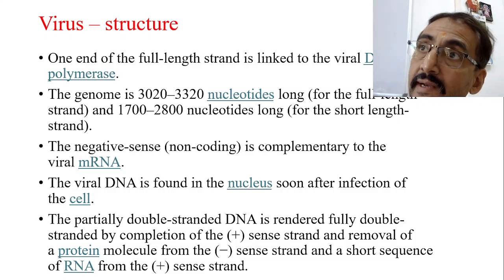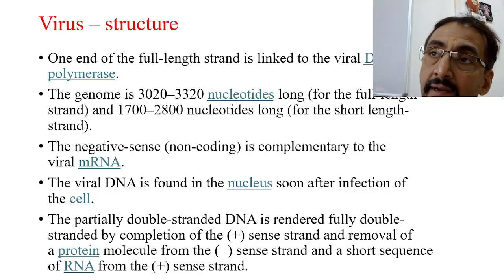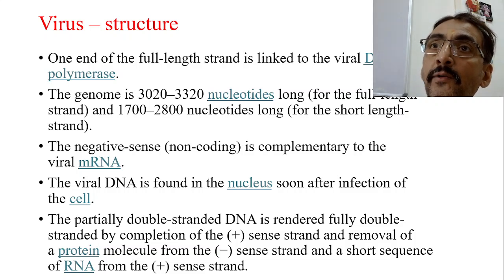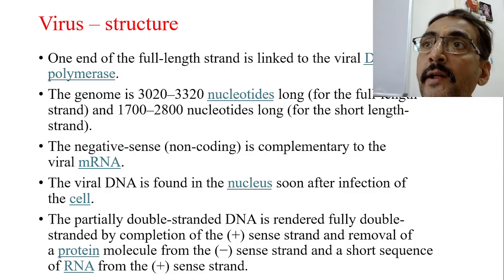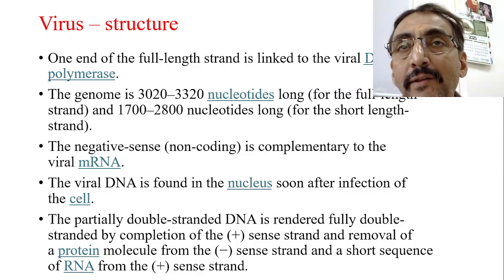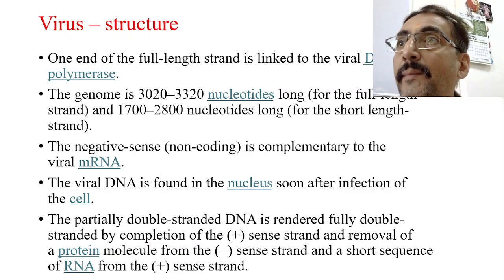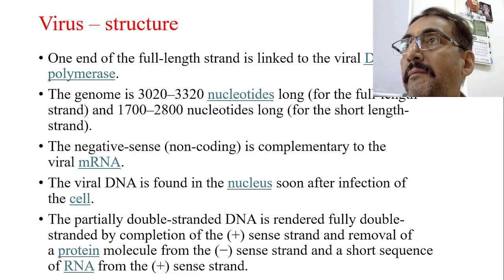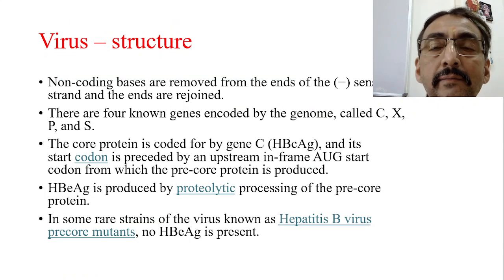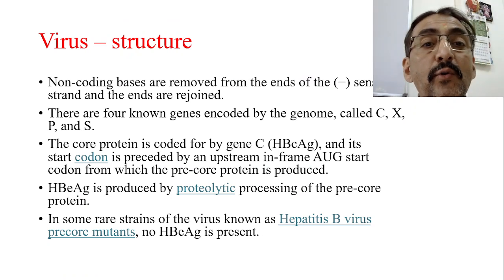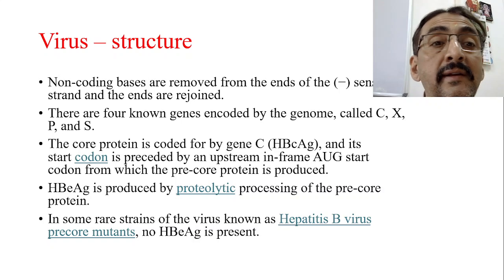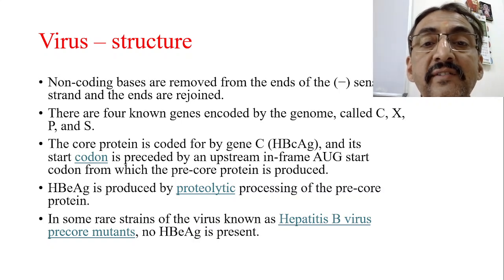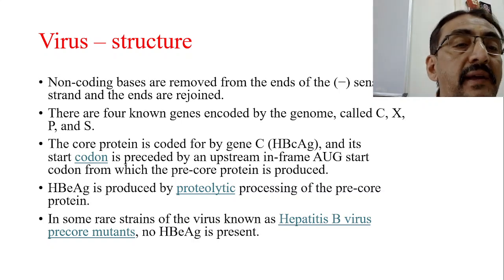That means the DNA of the virus is now connected to the DNA of the hepatocytes. Now it is part and parcel of the hepatocyte. So whatever new hepatocytes are formed, they contain the viral DNA. This viral DNA now produces the mRNA and makes arrangements according to its need. Non-coding bases are removed from the ends of the sense strand and the ends are rejoined. There are four known genes encoded by the genome, called C, X, P and S.